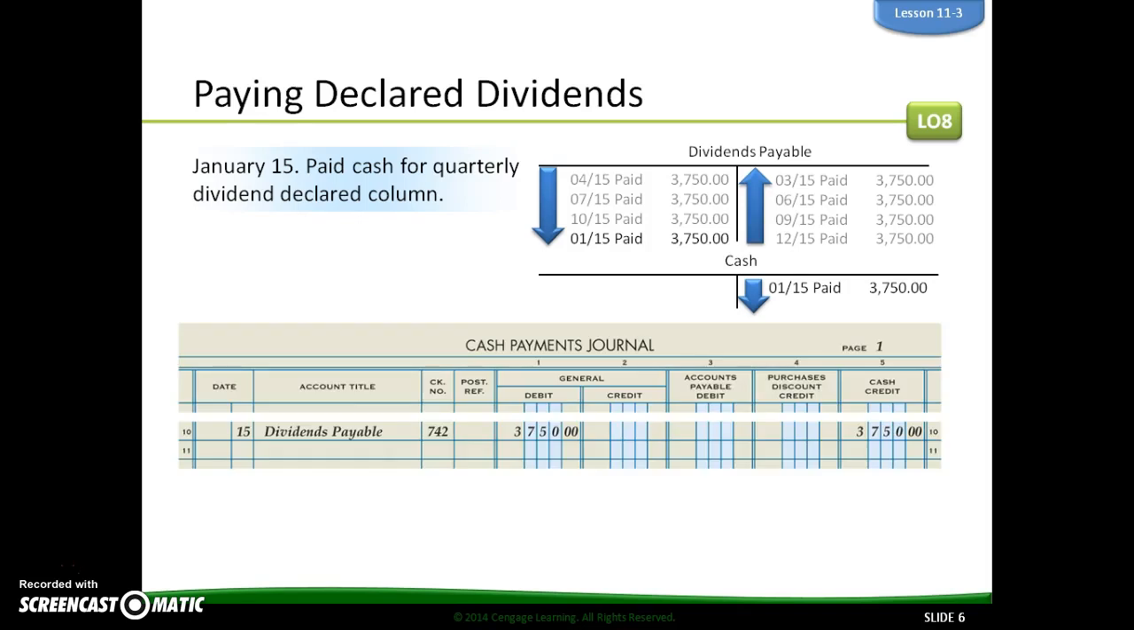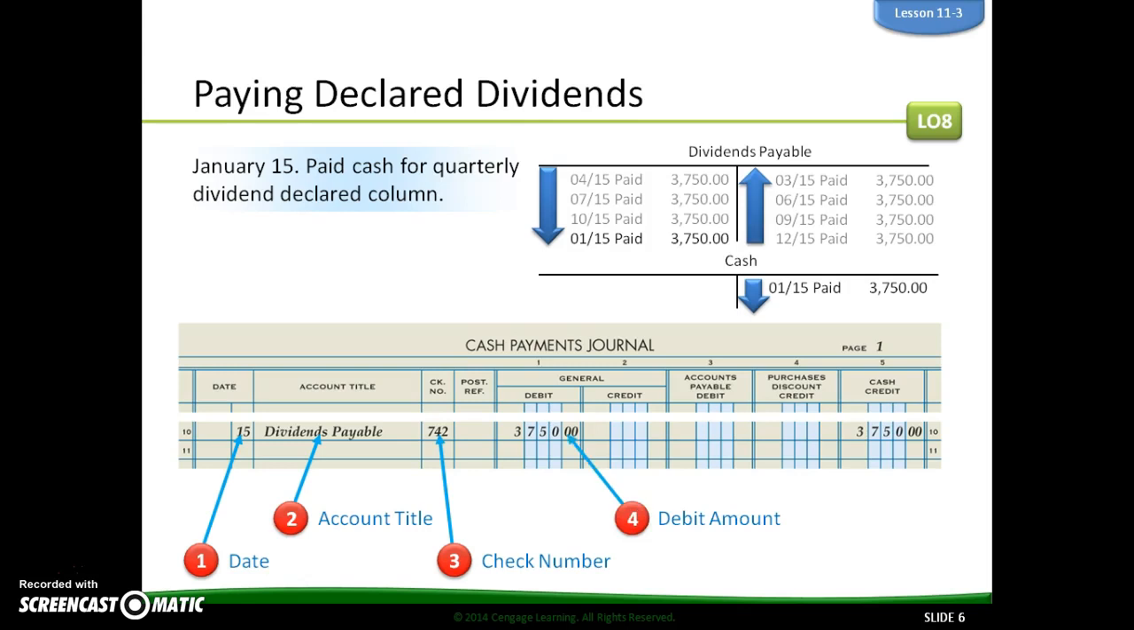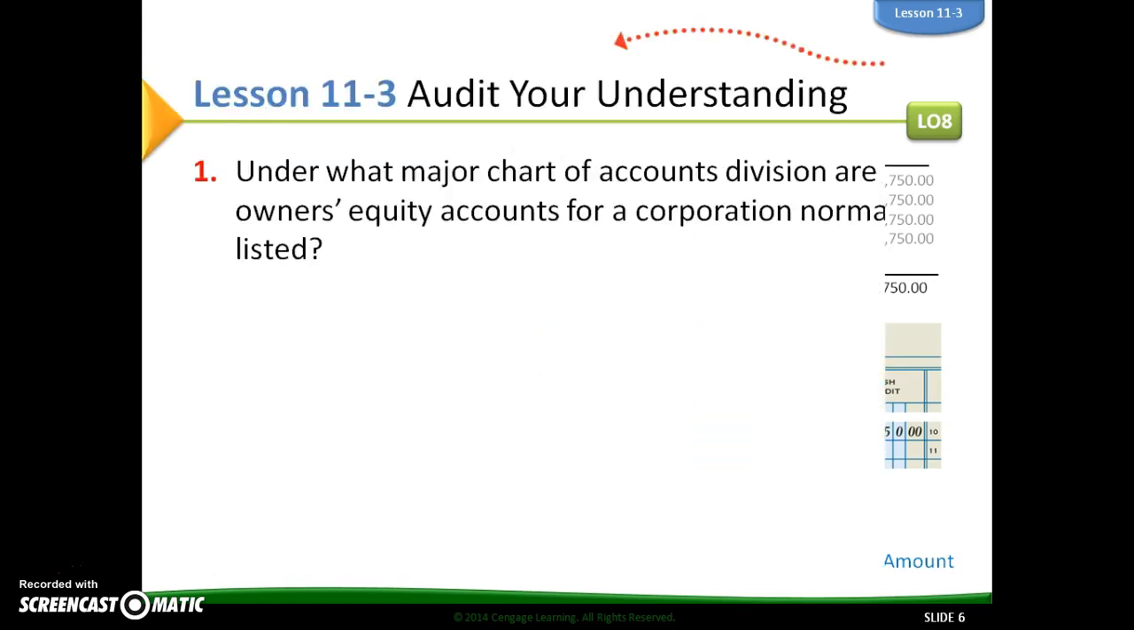Okay, so as we look at our cash payments journal now, because remember we're recording cash payments, on the 15th of January, our dividends payable, check number 742. The debit is $3,750, and it's a debit on our general journal, and it's a credit to cash.